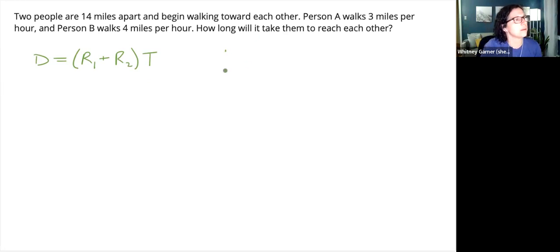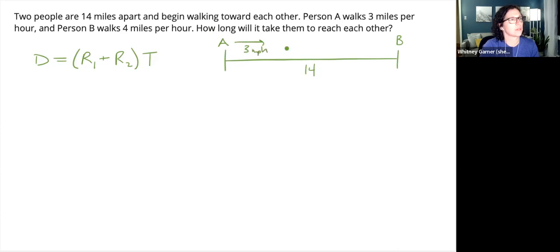So in this story, two people, person A and person B, are 14 miles apart. Person A is traveling at 3 miles per hour. Person B is traveling at 4 miles per hour. How long is it going to take for them to meet? Well, they're trying to cover 14 miles at a combined rate of 7. T is going to be 2.